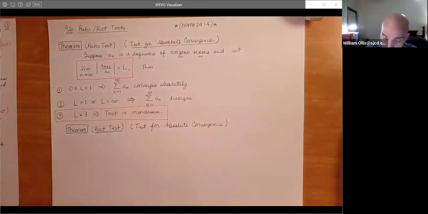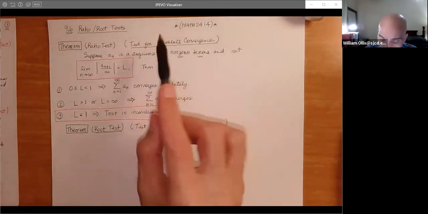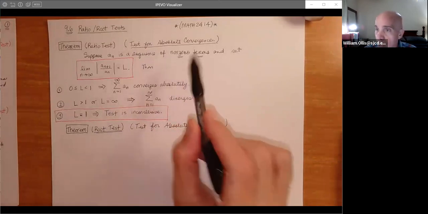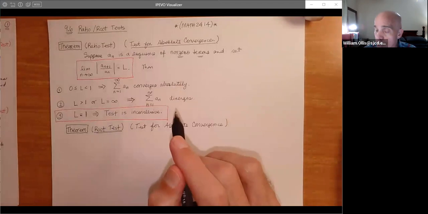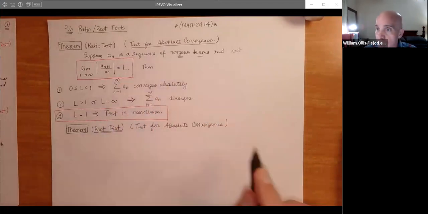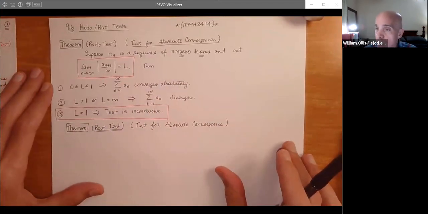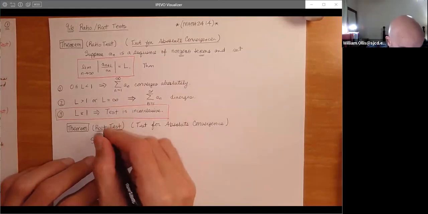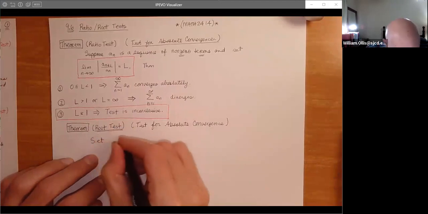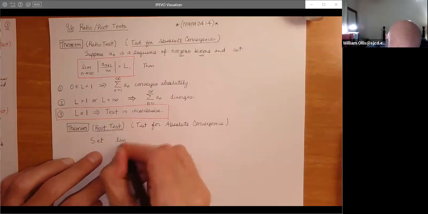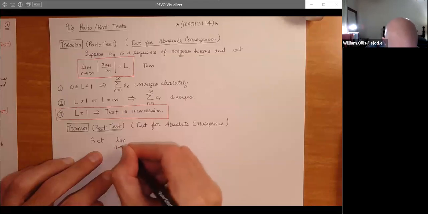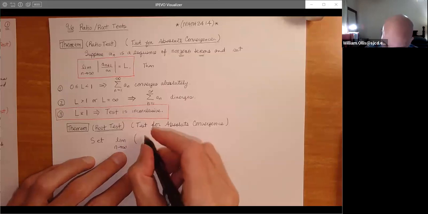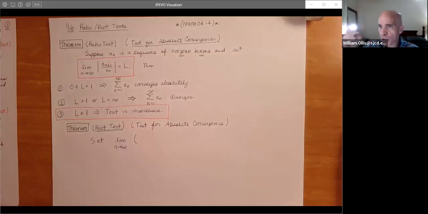In the same essence here, we don't need the hypothesis of non-zero terms, and we can always take the square root of zero. So this particular hypothesis that we have for the ratio test is not required at this time, but we do set L to be a particular limit. In this case, we're going to have the limit as n passes to infinity. And I'll write this with the 1 over n power instead of the square root with the index.